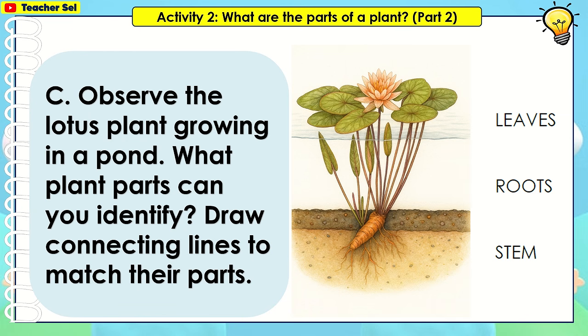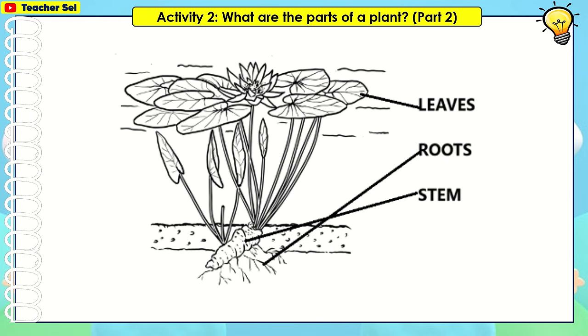Observe the lotus plant growing in a pond. What plant parts can you identify? Draw connecting lines to match their parts. Here is the expected answer.